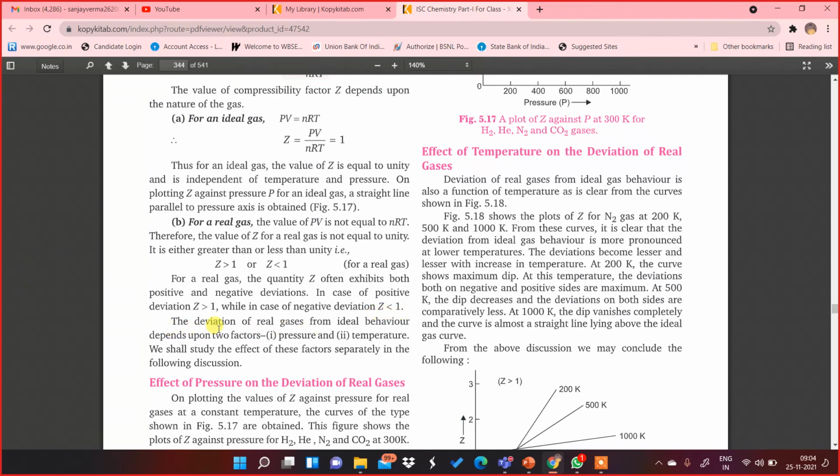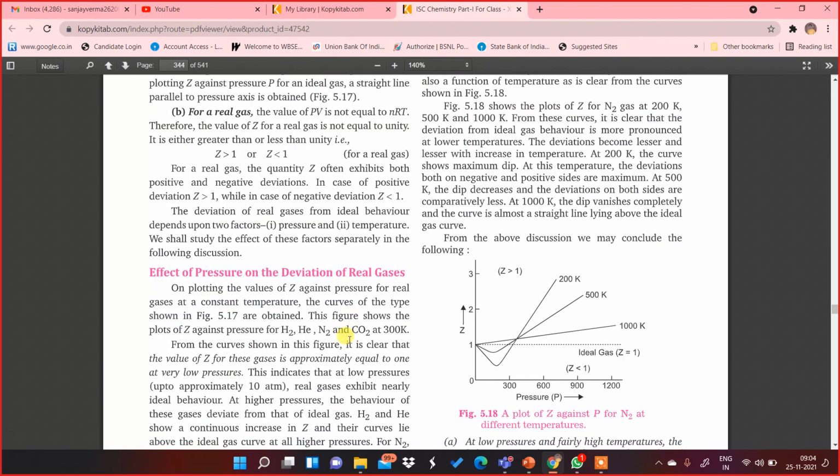So, the deviation of real gases from ideal behavior depends upon two factors, remember, pressure and temperature. This can be studied in the next subsection, effect of pressure on the deviation of the gas.